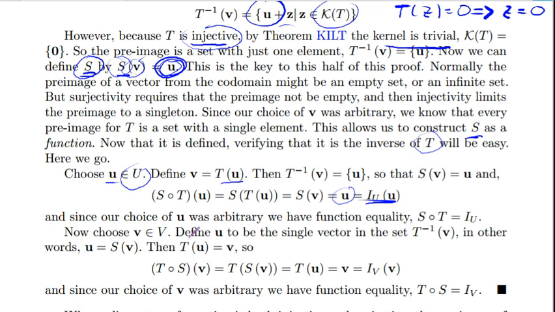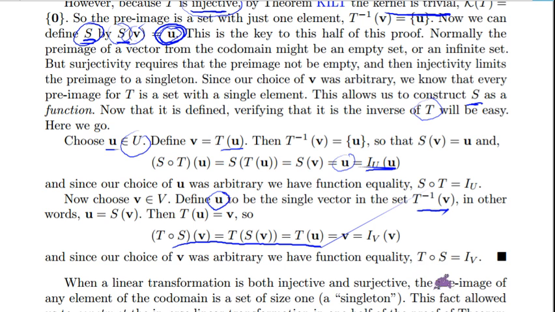On the other hand, if we start with V, there's a single vector U that's in the inverse image, and consider T of that unique element. T of U is equal to V. So that gives us the other way. So in fact, when you take T composed S, you get the identity on V.